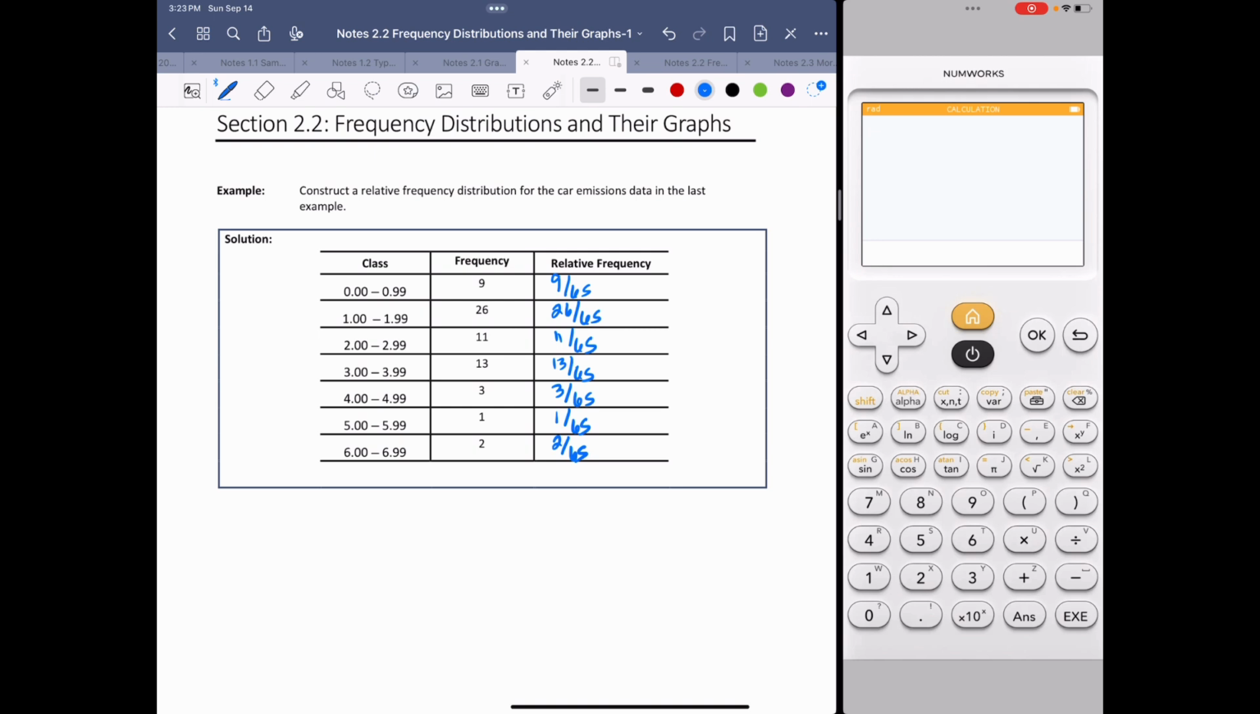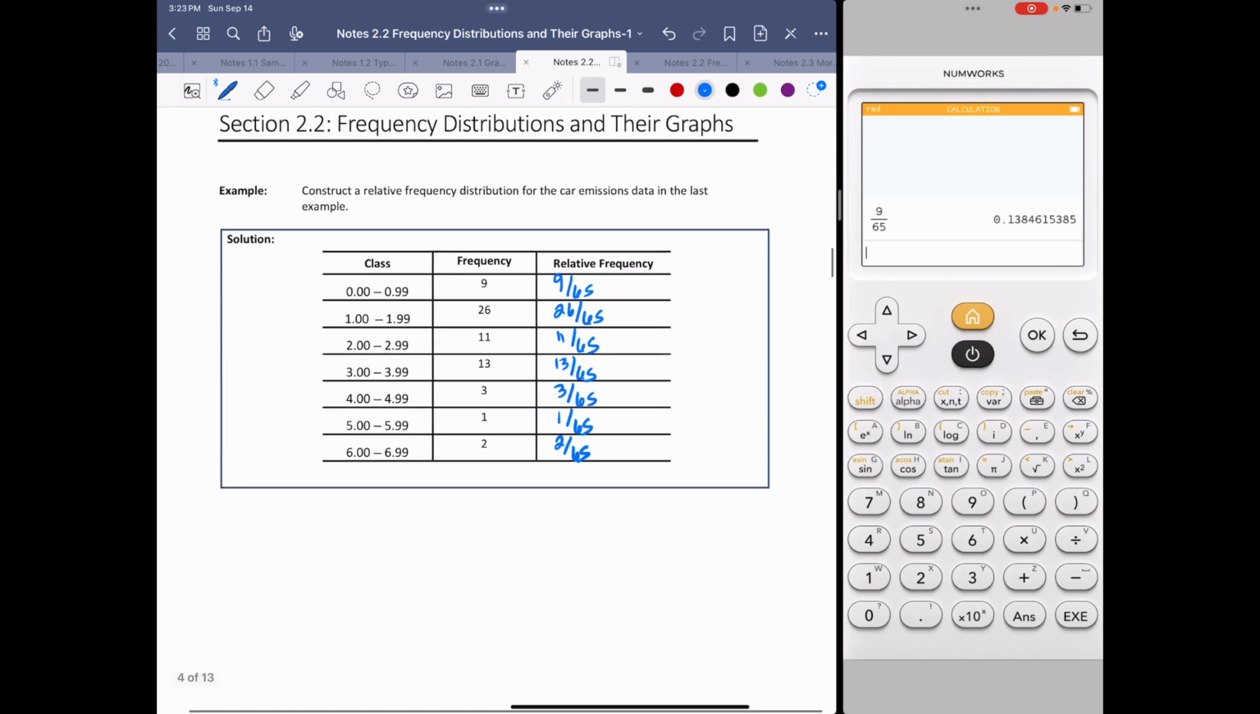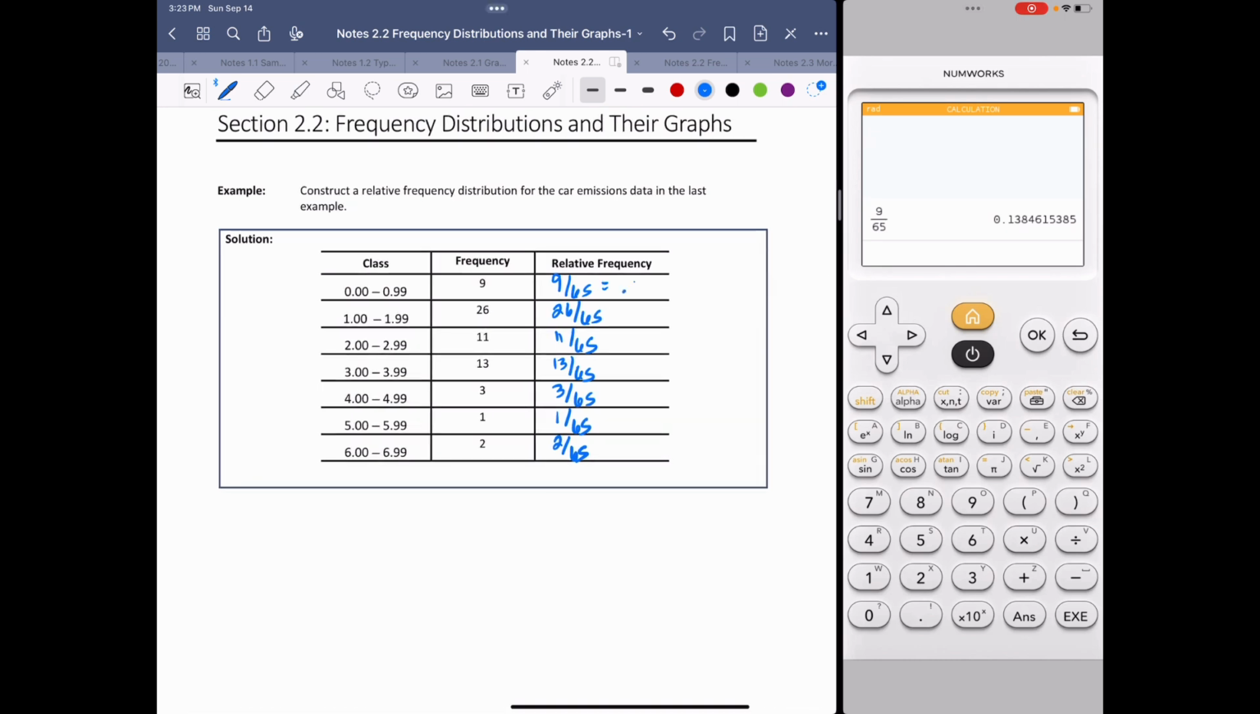And when you get your decimals, we're going to do 4 decimal places. I'm going to do 9 over 65. And when I do the 4 decimal places, I'm going to do 0.138. That 4 is going to go up because there's a 6 beside it. If there's a 5 or more beside it, it's going to go up.